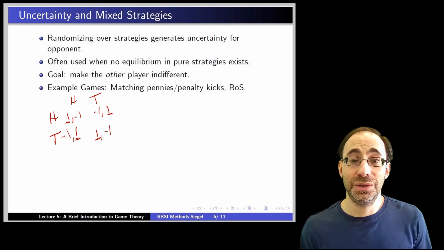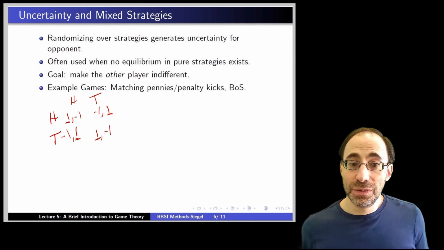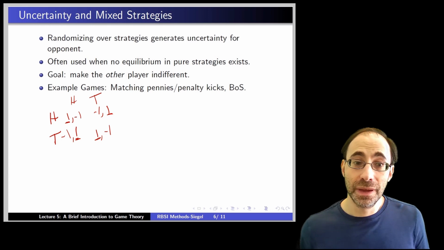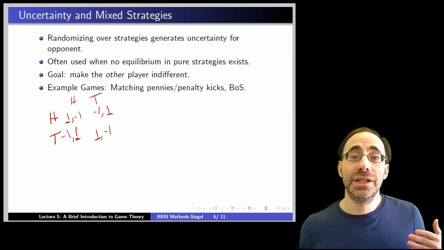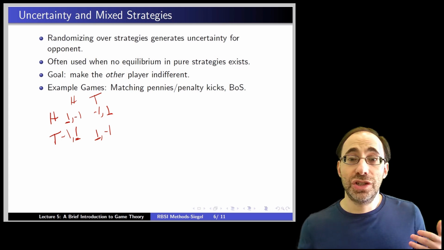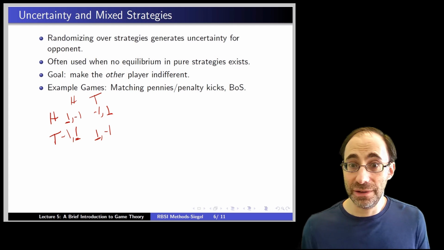So we can't have no deviation. So what do we do? Well, in cases when there's no equilibrium in pure strategies, like this, what we can do is have the players randomize over strategies. They choose strategies with some probability that's less than 1 but more than 0.